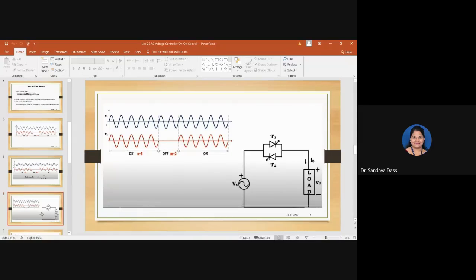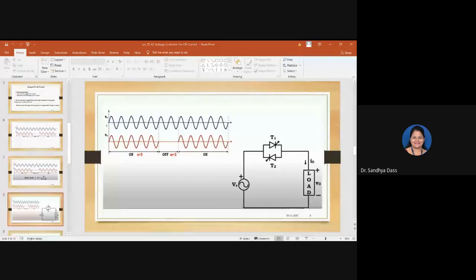Now, I want every one of you to type something in the chat box, which will give me, in just 1 minute, how many are there now. 49 are there in B section and 59 are there in A section. 59, all are there in A section, except one, I don't know.